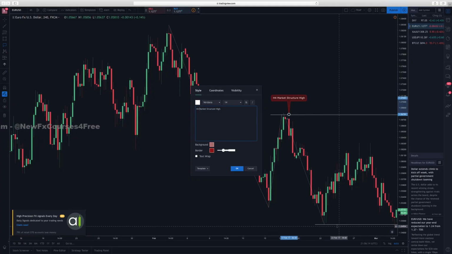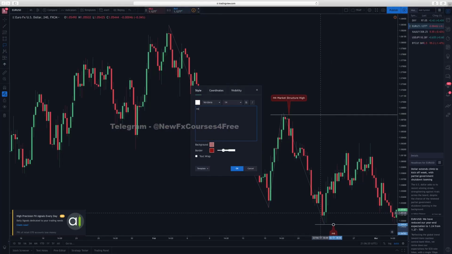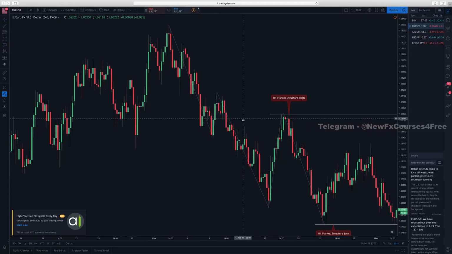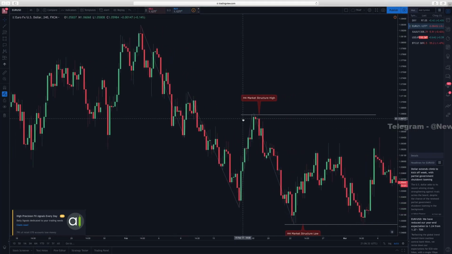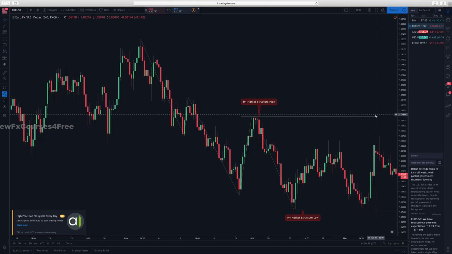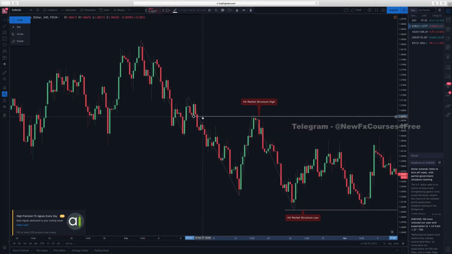H4 market structure high, and then we're going to put in a H4 market structure low. Cool. So we can move that up a bit, that would be amazing. Okay, cool. So we have our market structure high set in place, and we have our market structure low set in place. So we know the range that we're trading within, and it's just simply the range that the market is set from the low and high points.